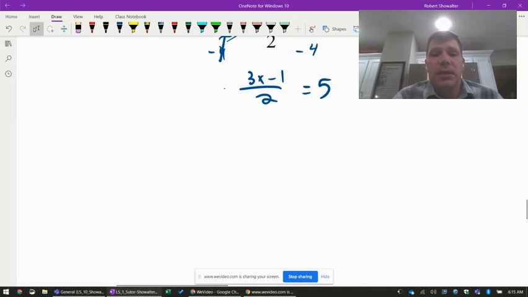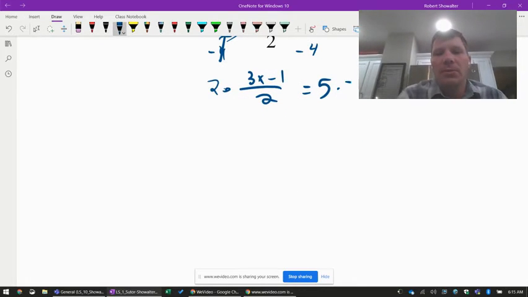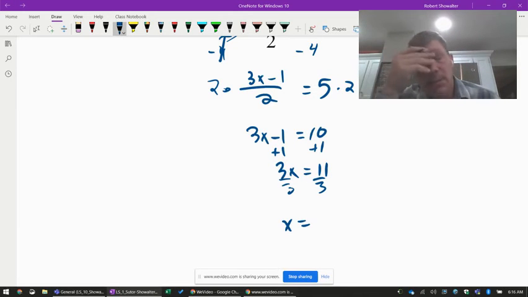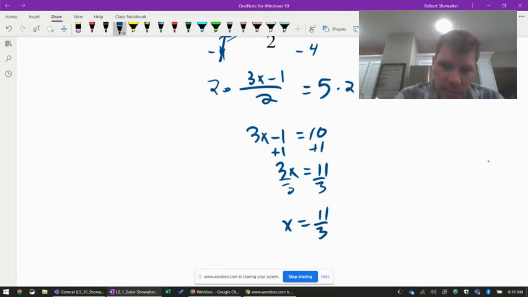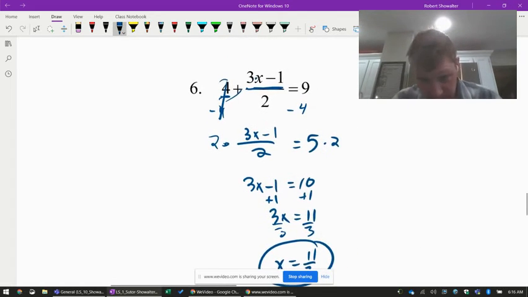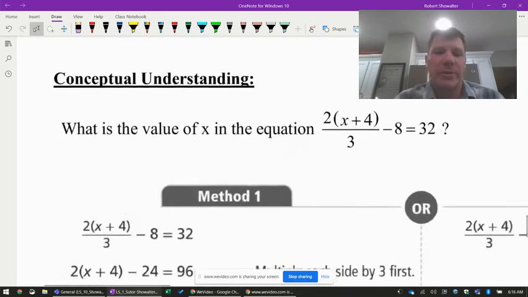And now we have a problem just like the last one. Multiply by 2, multiply by 2, 3x minus 1 equals 10, plus 1, 3x equals 11. Divide by 3, x equals, now 11 over 3 is going to be some decimal. It's going to be 3 2/3, but we don't want to leave it like that. I want you to leave it as an improper fraction. Okay. Pause it, write it down, ruminate on what I just did, figure it out. Let's go to the next one.